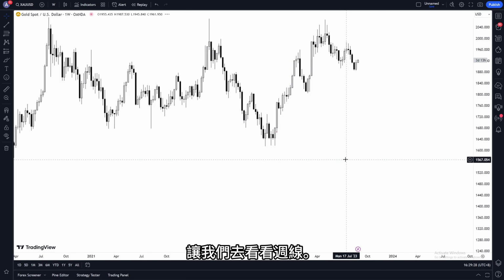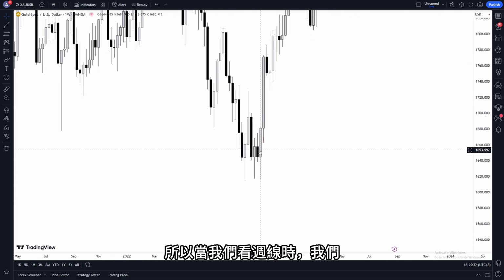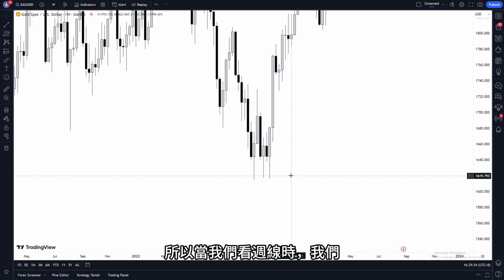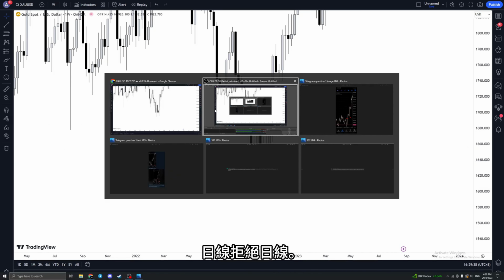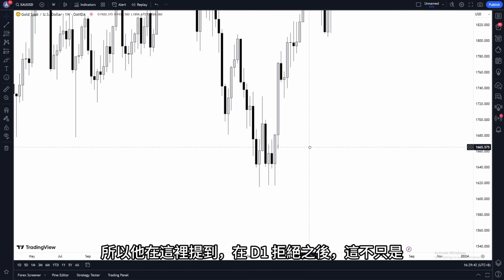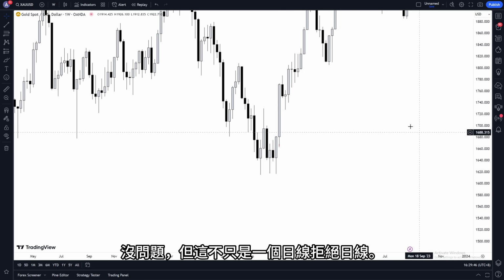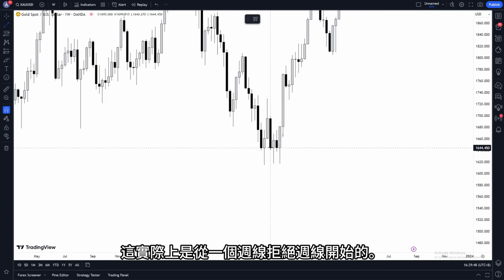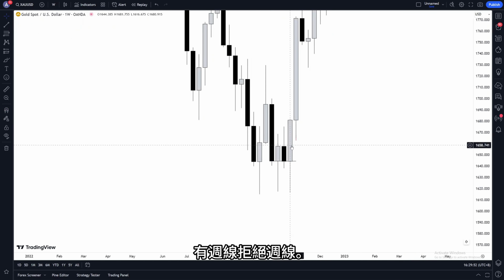Okay, fine. Let's go ahead and take a look at the weekly. Next best thing, right? We always look at the next best thing. So when we take a look at the weekly, we actually have a weekly bullish storyline. So it's not just a daily reject daily like he's mentioned over here. Maybe he just wanted to simplify it for me, that's fine, but it was not just a daily reject daily. This actually started off as a weekly reject weekly. Whether it started off or not doesn't matter, but we had ourselves a weekly reject weekly.